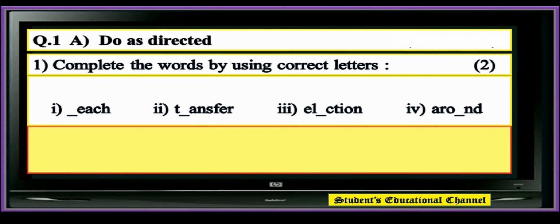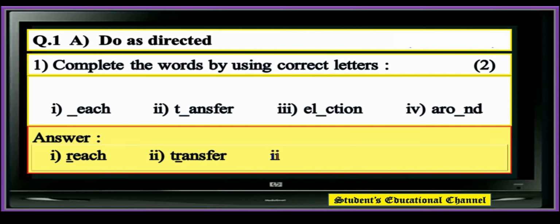Question 1a. Do as directed. First, complete the words by using correct letters. 2 marks. Answer: reach, transfer, election, around.